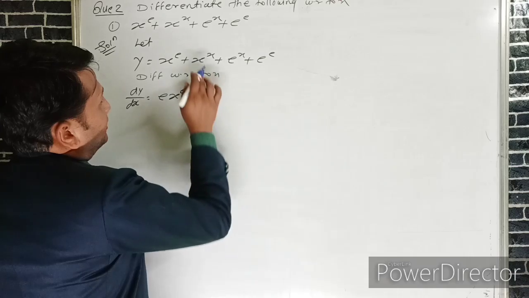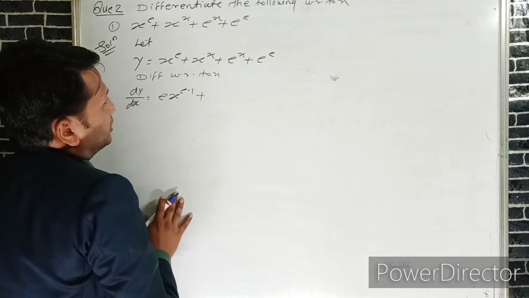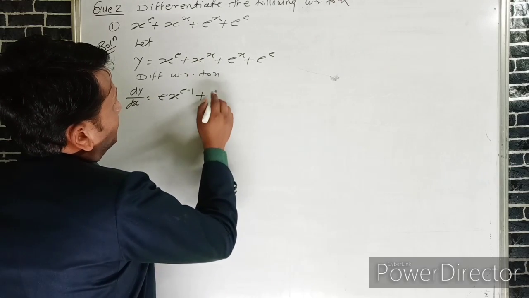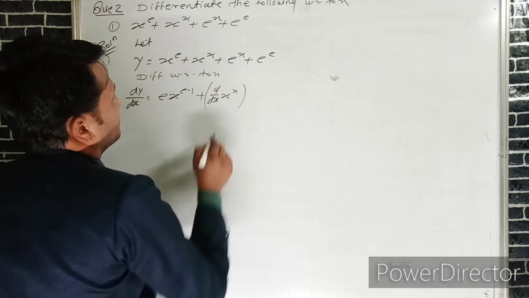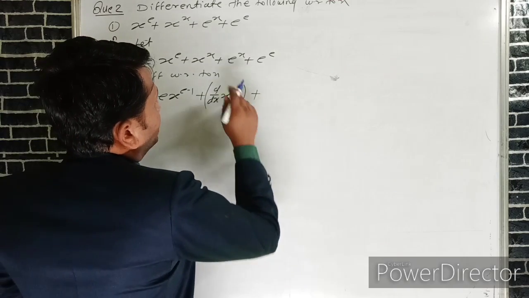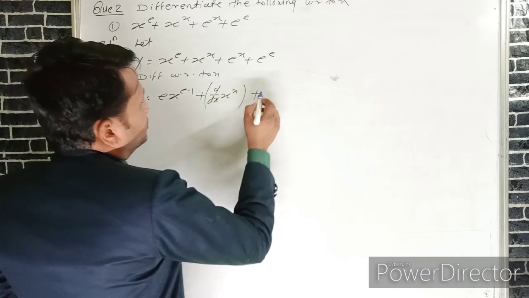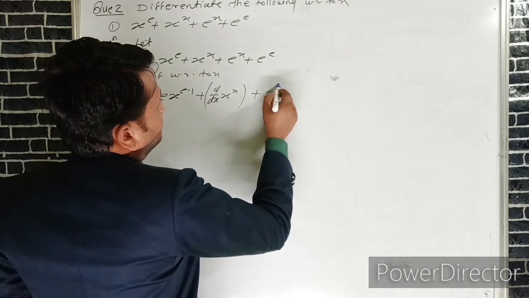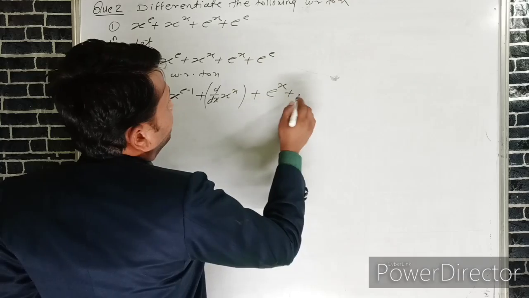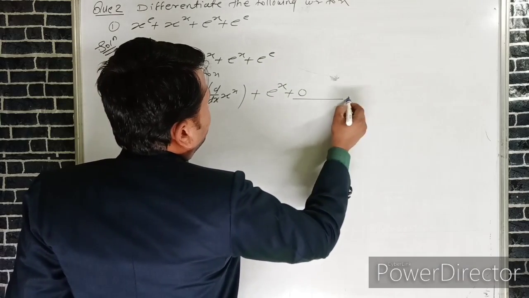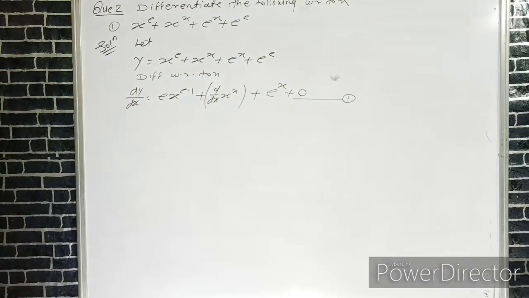Here we can't find the derivative of x raised to the power x directly because this rule is not applicable. Hence we can write the derivative of x raised to the power x as it is. Plus, we know that the derivative of e to the power x with respect to x is e to the power x. E to the power e is a constant, so we can write the derivative of e to the power e is 0, which is equation number 1.